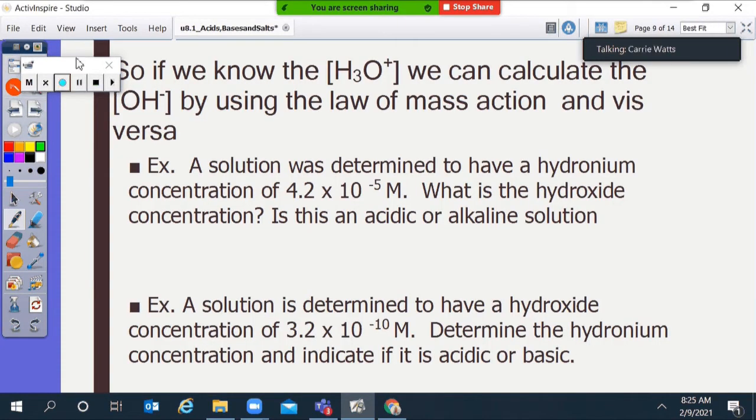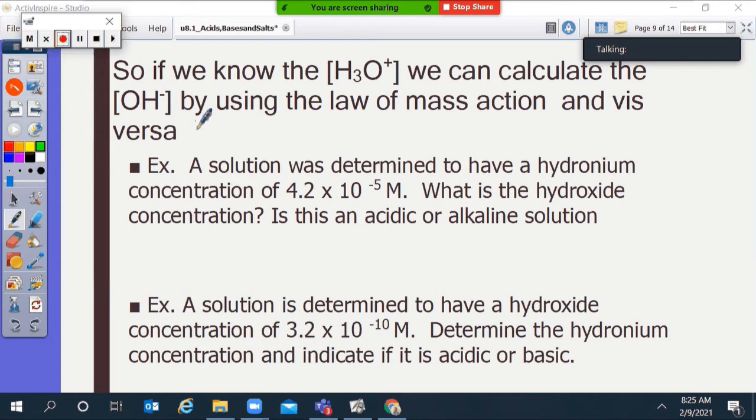So let's get to the nitty-gritty. If we know the concentration of hydronium, H3O plus, we can calculate the hydroxide concentration by using the law of mass action and vice versa. We have 2 example problems here. We have a solution that was determined to have a hydronium concentration of 4.2 times 10 to the negative 5th. What is the hydroxide concentration? And is this an acidic or an alkaline solution?